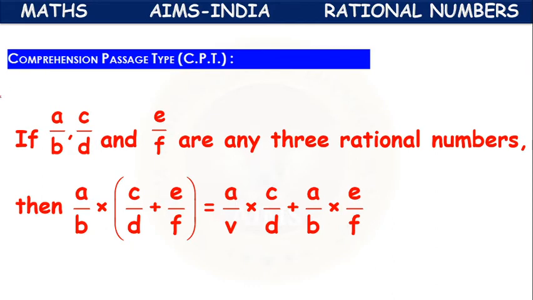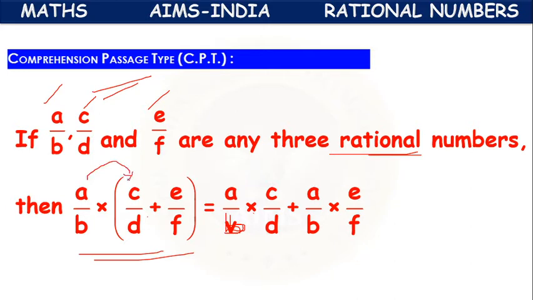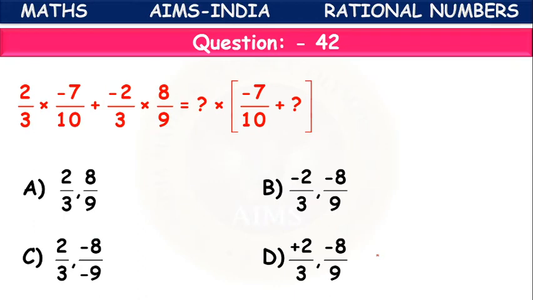Next, another comprehension passage type, another para. If A by B, C by D, E by F are any 3 rational numbers, then A by B into C by D plus E by F equal to. Here, children, A by B into C by D, we are multiplying the first one, so multiplication is carried over for the first one and for the second one. It means the distributive property. Based on the distributive property, we have to solve the problems.